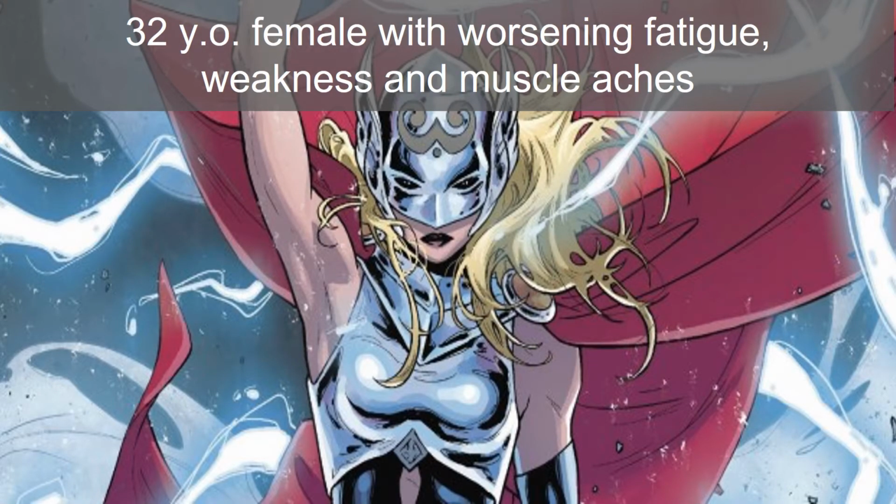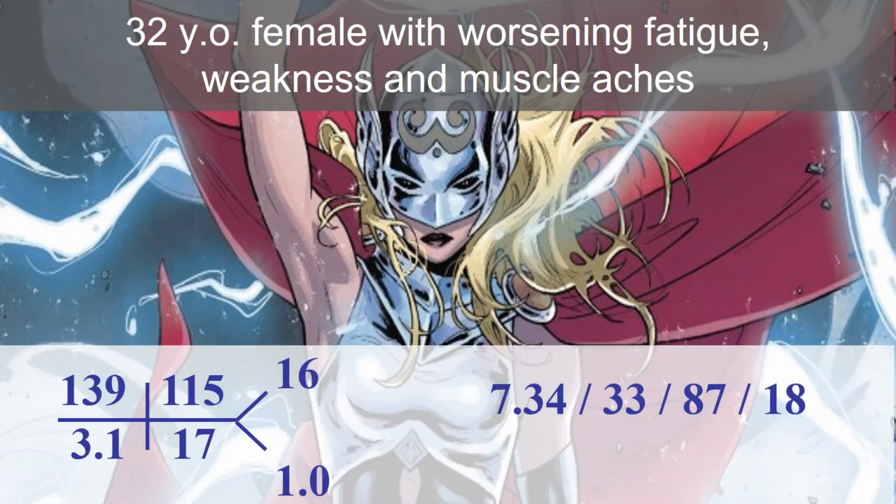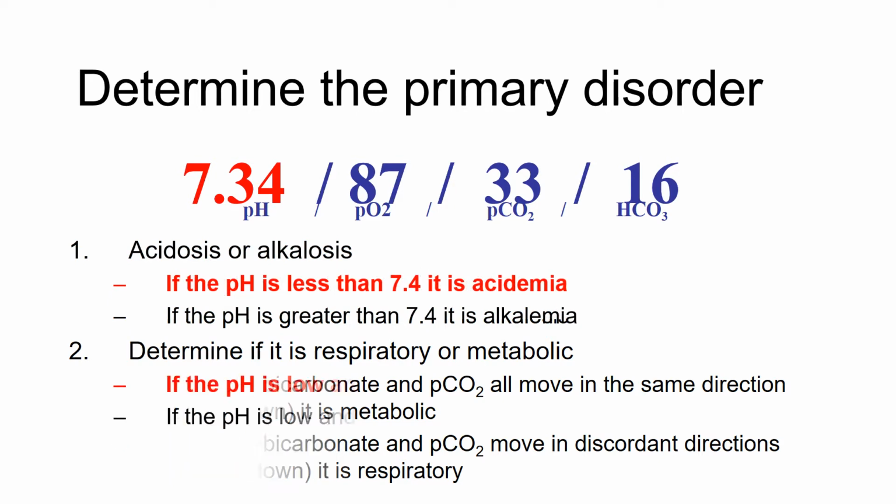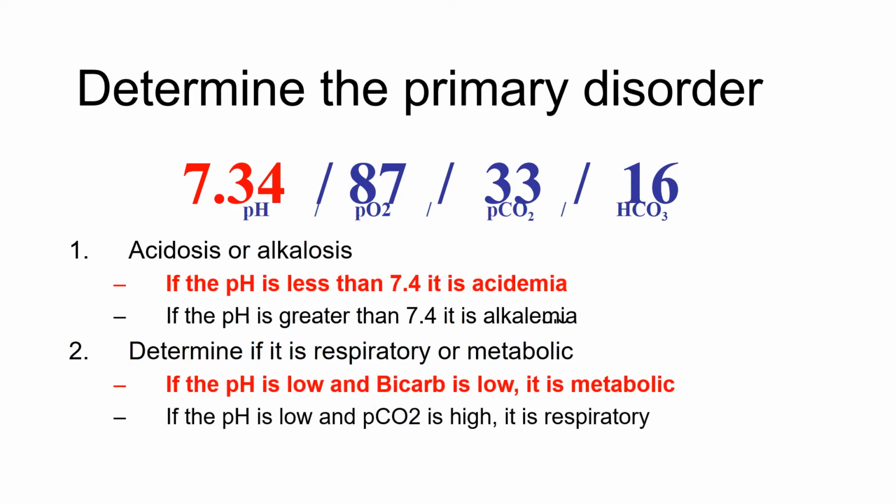Let's take another example. A 32-year-old female who's also had worsening fatigue, weakness, and muscle aches, right? Let's look at the numbers. So you've got a pH which is low, a low serum pH, that means a high hydrogen ion concentration. In this particular patient, the PCO2 is not high and the bicarbonate is low. So that suggests this would be an acidemia, and because the bicarbonate is low, it's a metabolic disorder. Plain and simple, right?